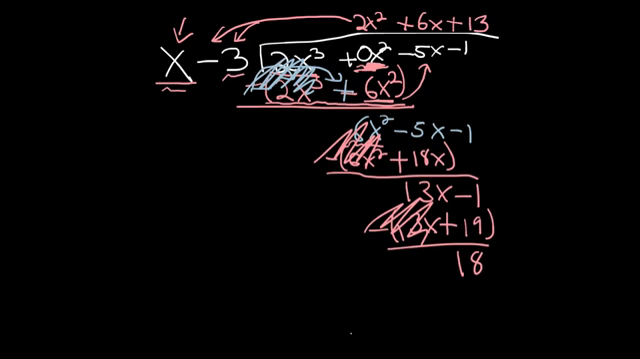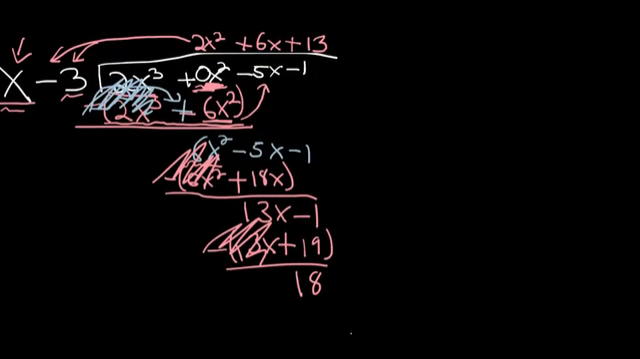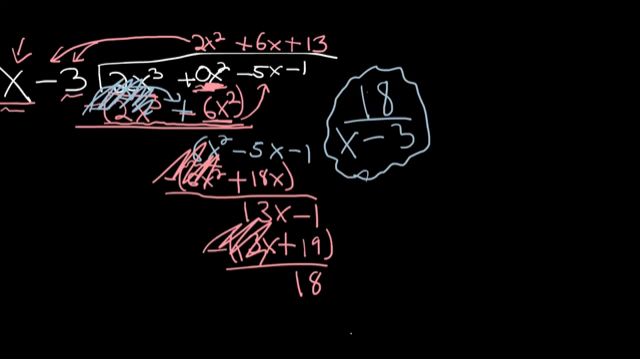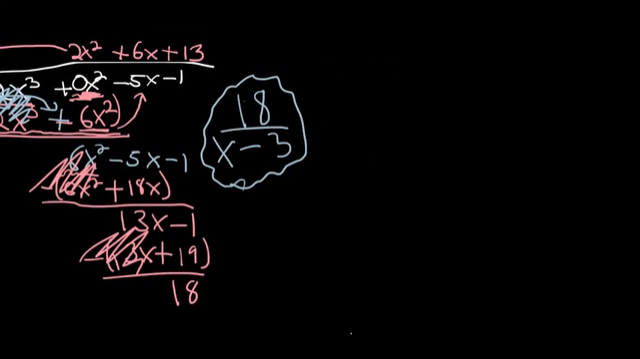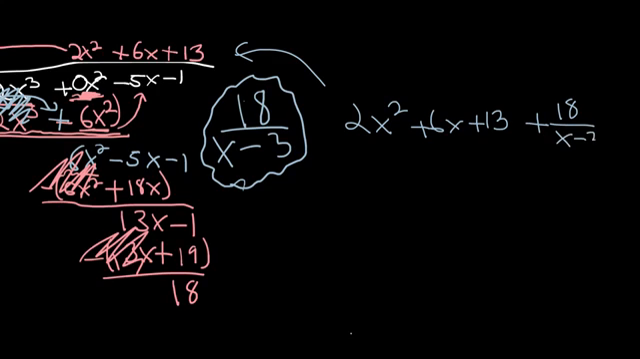Okay, so now we must turn our remainder into a fraction to write our final answer. And we do that by putting our remainder, 18, on the top and our divisor on the bottom to create our remainder fraction, if you will. Okay? Now that we have our remainder fraction, we just add it to the end of all our numbers up here. Okay? So 2x squared plus 6x plus 13 plus 18 over x minus 3. And this would be your final answer.